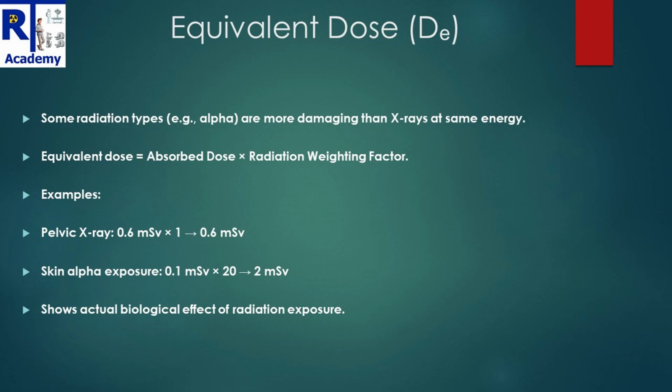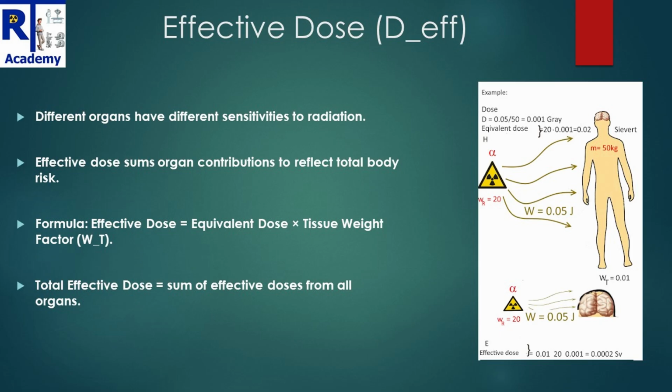For example, pelvic X-ray. We assume the absorbed dose is 0.6 millisievert. Radiation weighting factor for X-ray equals 1. As a result, the equivalent dose equals 0.6 multiplied by 1 equals 0.6 millisievert. And as another example, small alpha exposure on skin. Absorbed dose equals 0.1 millisievert. So equivalent dose equals 0.1 multiplied by 20 equals 2 millisieverts. Higher biological effect.